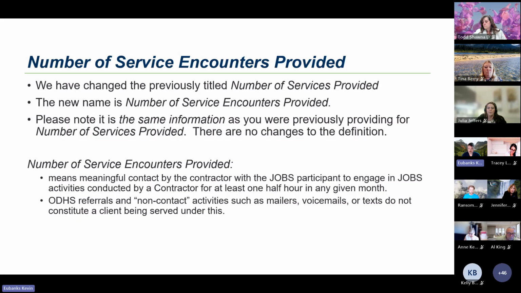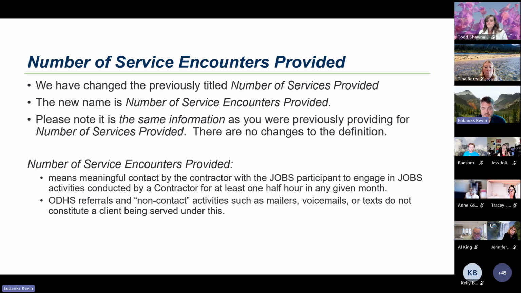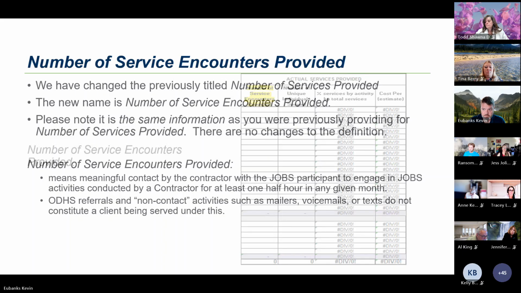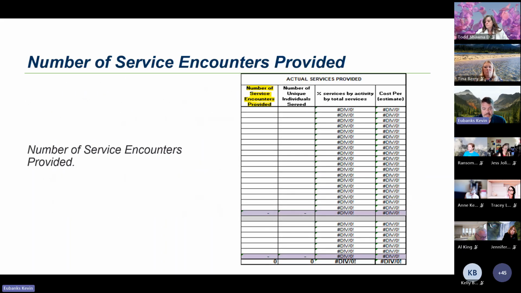So the number of service encounters provided means meaningful contact by the contractor with the jobs participant to engage in jobs activities conducted by a contractor for at least 1/2 hour in any given month. ODHS referrals and non-contact activities such as mailers, voicemails, or texts do not constitute a client being served under this. And as you can see, it's highlighted there, the number of service encounters provided. It just replaces the previous definition of number of services provided.